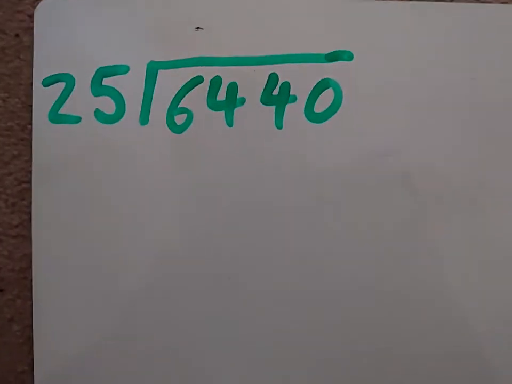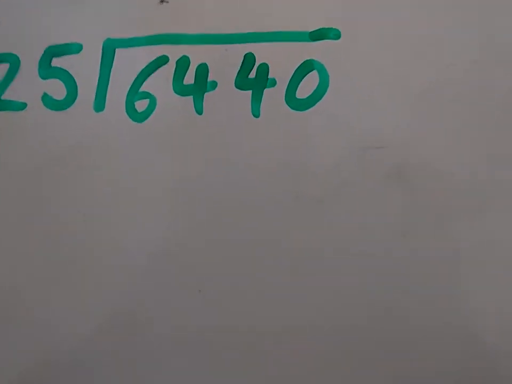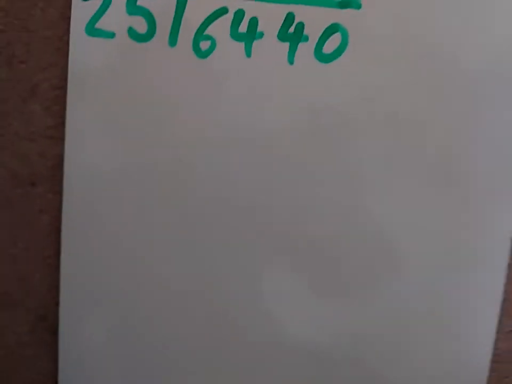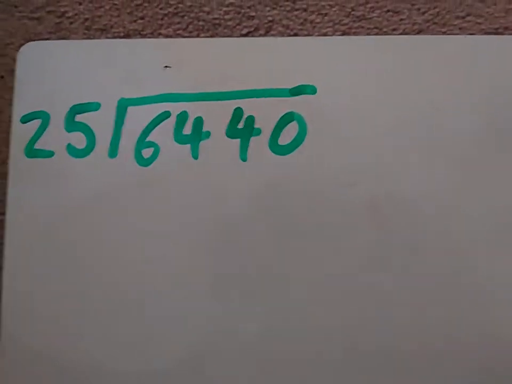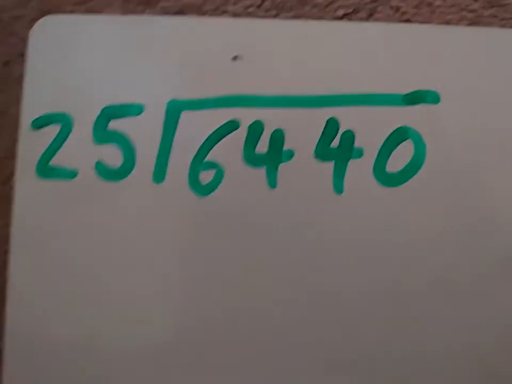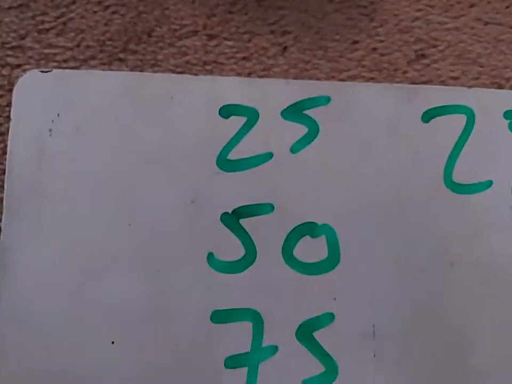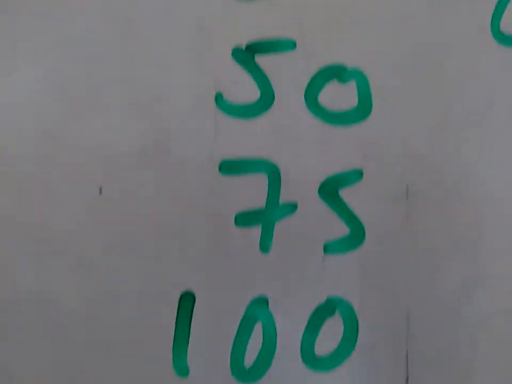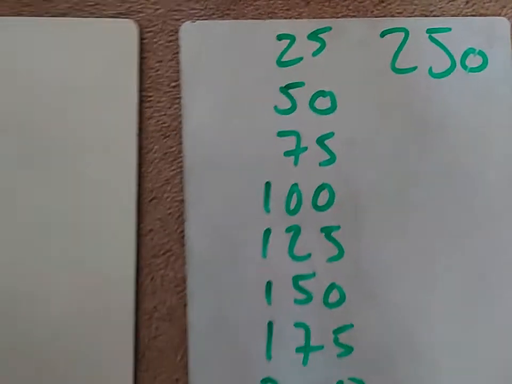Here is a reminder of how to do long division without having a remainder, using a decimal instead. So the first thing we need to do, this is 6,440 divided by 25. The first thing you need to do, remember, take your time, there's no hurry, is to write out your 25 times table. I've gone as far as 10 because I don't think I'll need to go any further than that.